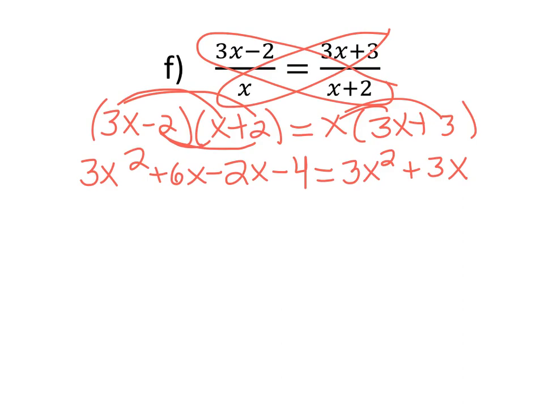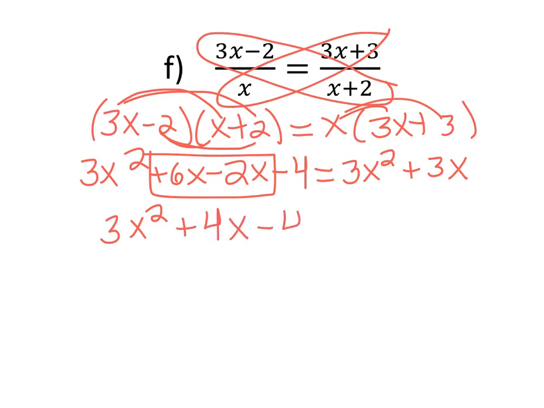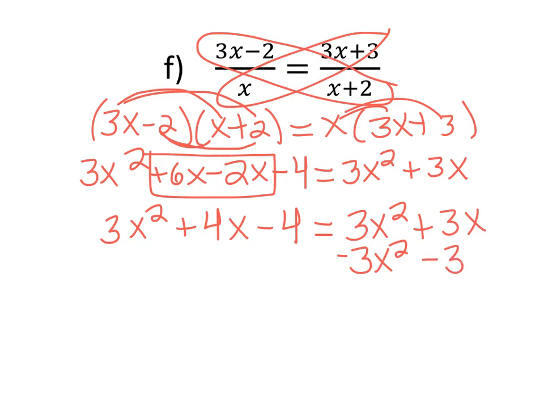So I'm going to move everything. Actually, I'm going to combine these like terms first. I have 3x squared plus 4x minus 4 equals 3x squared plus 3x. I need to get 0 on one side, so I will just move everything from the right over. Again, you can do this in one step. I would subtract 3x squared, and I'd also subtract 3x. Those cancel and leave me with 0.